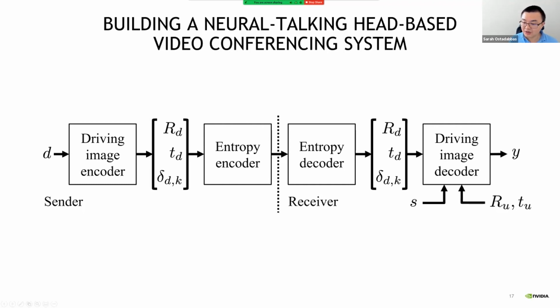Now we can reconstruct this driving image, the reconstruction called Y, and we use the source feature here. And sometimes you want to specify your own head pose. So that's how we reconstruct the driving image, and we do it per frame. If the model is super powerful, ideally you just need to send the one source image, and for all the subsequent frames you can just send the head pose, translation, and deformations. And this is going to give you a lot of bandwidth saving.